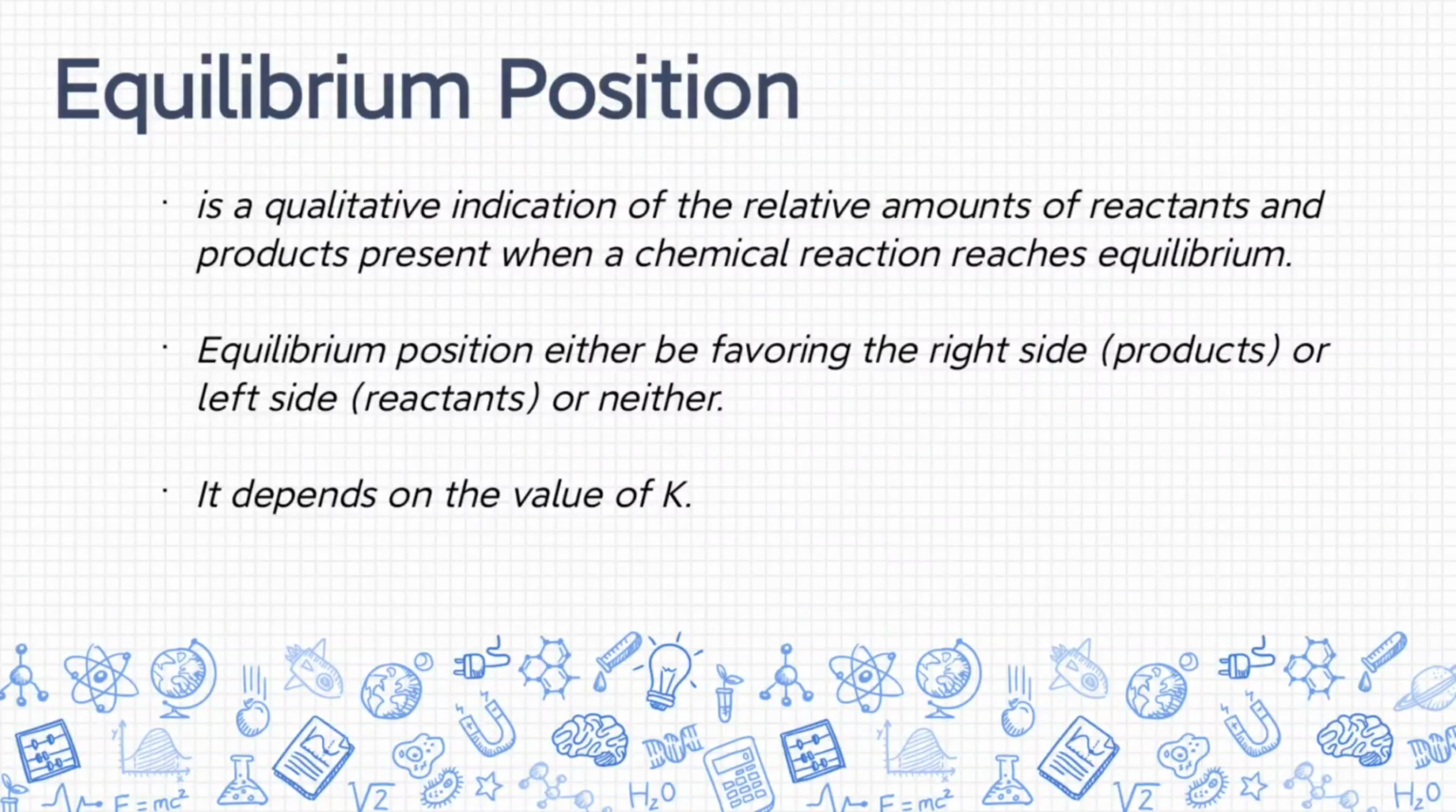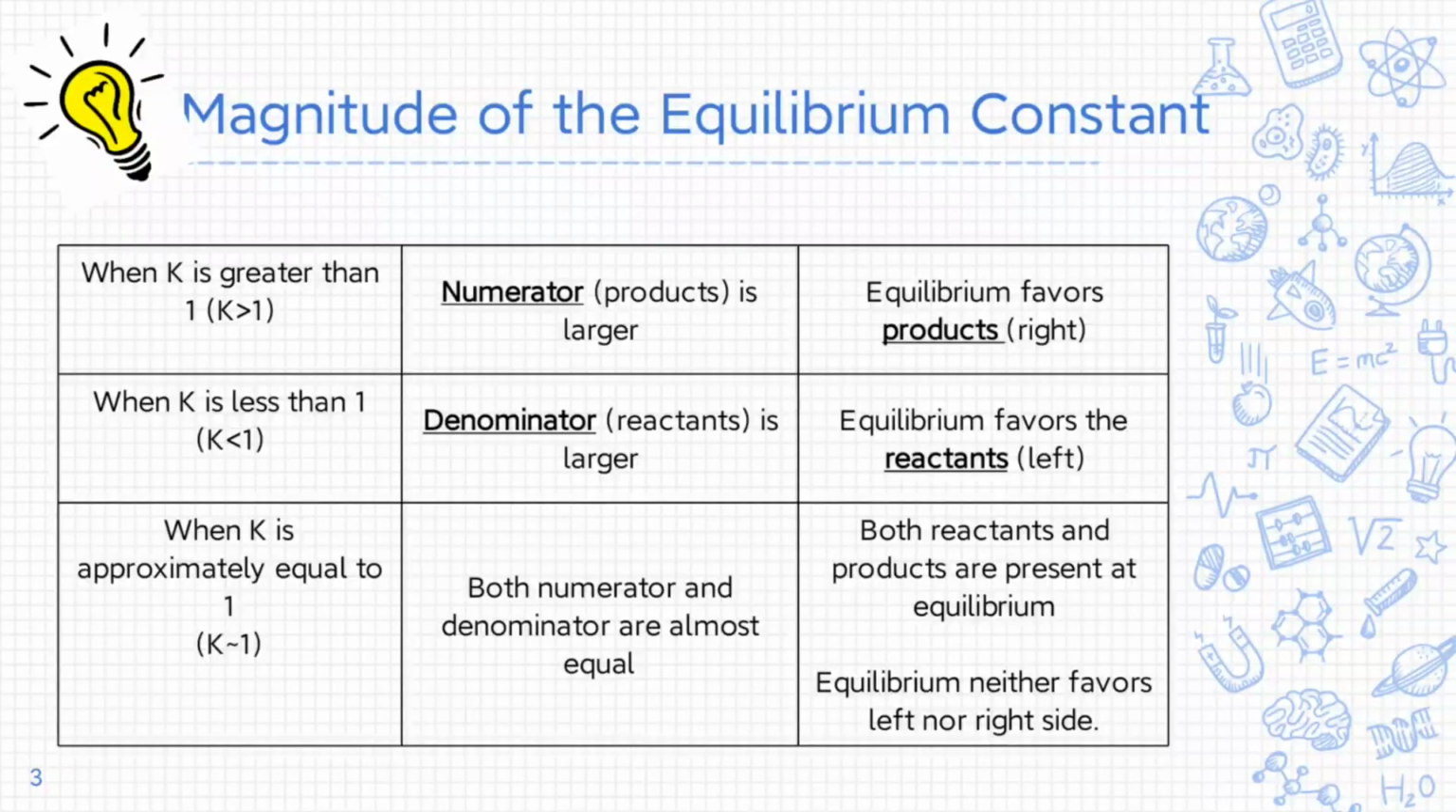And equilibrium position can either be favoring the right side, or yung products mo, or the left side, or yung reactants mo, or neither of those two. And yung pag-favor na yan, it depends on the computed value of K, which is your equilibrium constant. Okay? Now, this is the magnitude of the equilibrium constant. Okay? When your computed value is basically more than 1, pag mas mataas sa 1 yung computed value mo, that means the equilibrium favors right, which is your products.